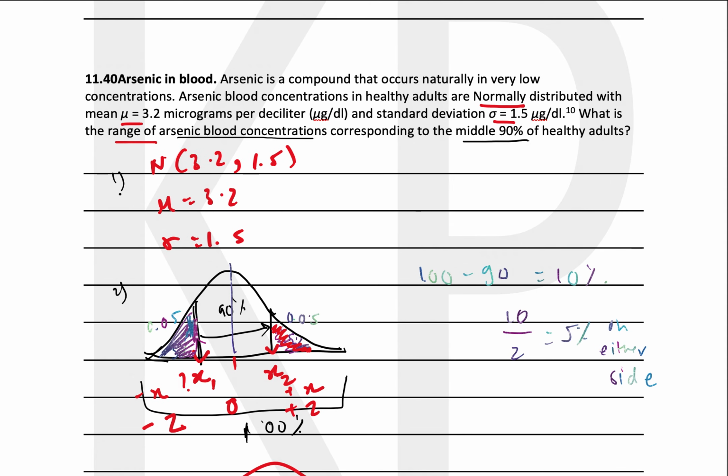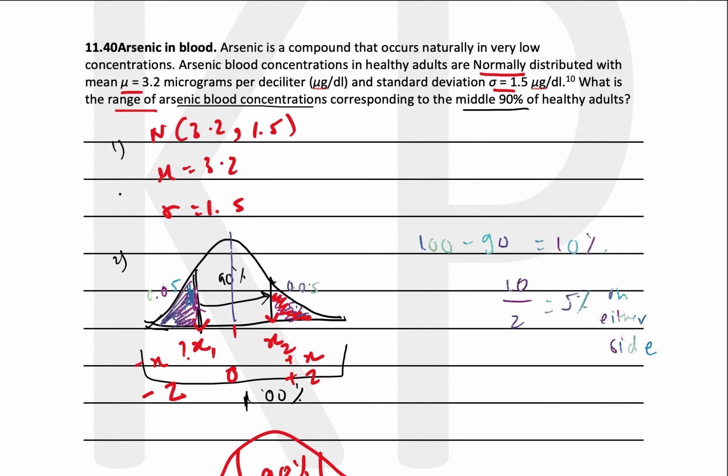Now I want to go over this question as well. Arsenic data. You have been told that it's normally distributed with mean being this, standard deviation for the population, sigma, is this. What is the range of arsenic blood concentration corresponding to the middle 90% of healthy adults? So similar thing, draw the area, draw the density curve, write down the data. So I have already written normal distribution. Normal distribution mu is 3.2, sigma 1.5.